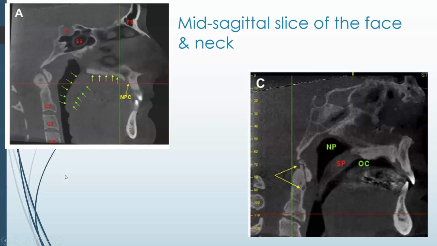And this is the mid-sagittal slice. Here you can see FS is the frontal sinus. SS is the sphenoidal sinus, and this is the sella turcica. The green coded ones are the soft palate, and the yellow coded ones are the hard palate. Here you can also see the nasopharynx and the oral cavity as well. SP is the soft palate. So these are the basic things you should know about it.